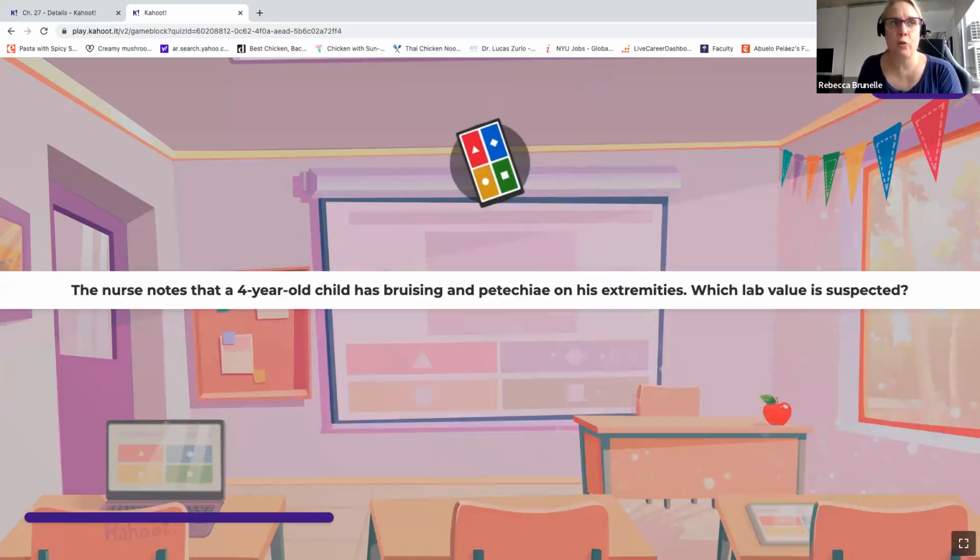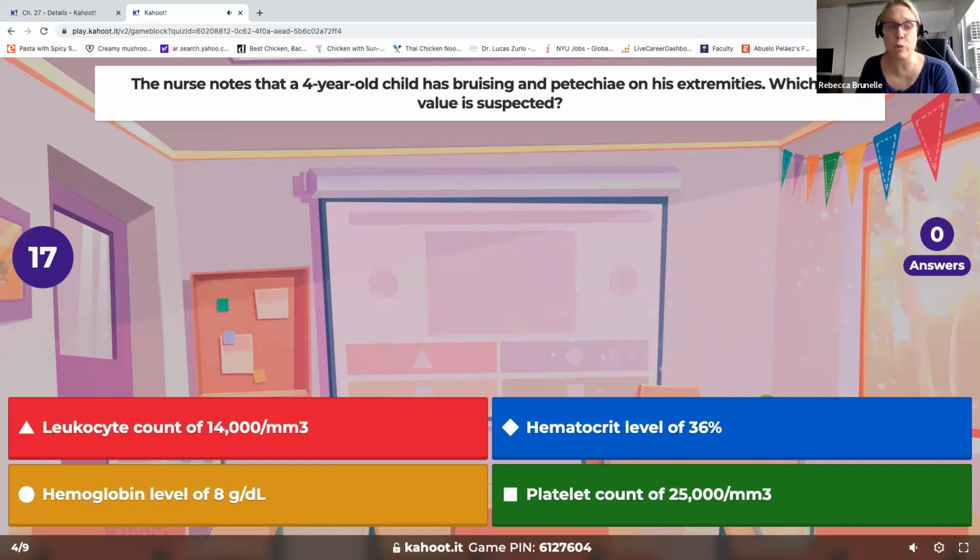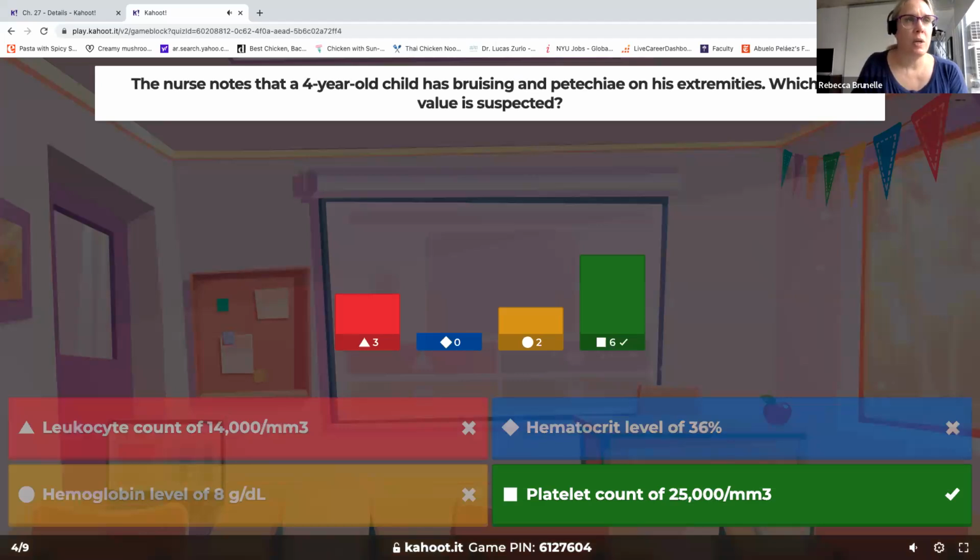So the nurse notes that a 4-year-old has bruising and petechiae on his extremities. What lab value does the nurse suspect? A leukocyte count of 14,000, a hemoglobin of 8, a hematocrit of 36, or a platelet count of 25,000. All right, good job. So petechiae and bruising, you're going to be worried about a platelet disorder. So this platelet count of 25,000, that's too low. So that's the thing that you would suspect.